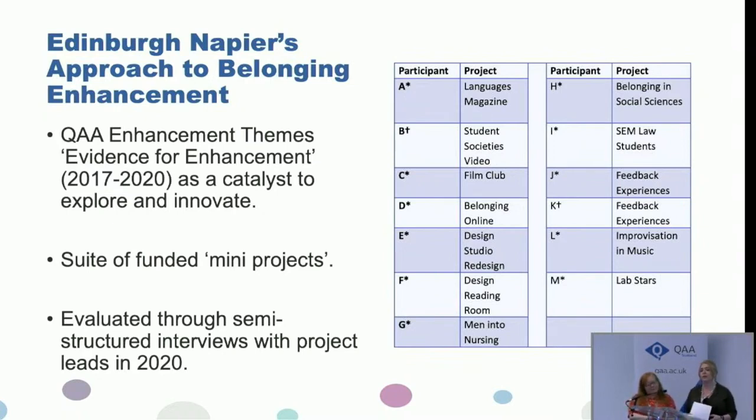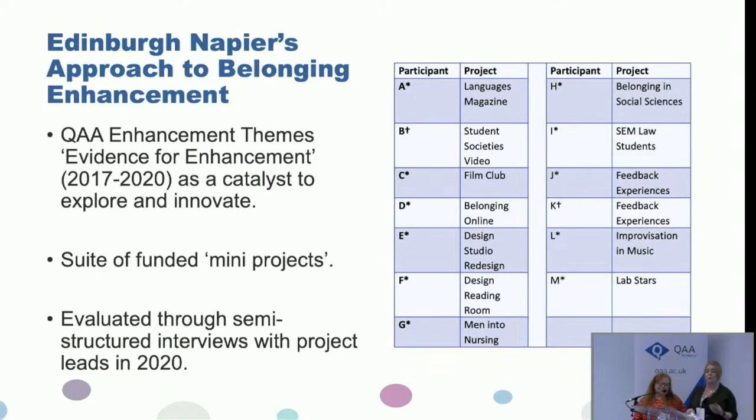So the university funded a suite of what we've called mini projects, because as we'll go on to say, they were quite small scale, which looked to either explore an issue around belonging for a particular student cohort, or to pilot or put in place an innovation that aimed to create a community and support belonging for students. And the table here gives a list of those projects, so they were very wide-ranging, taking place in different contexts, and a lot of different programmes in the university.